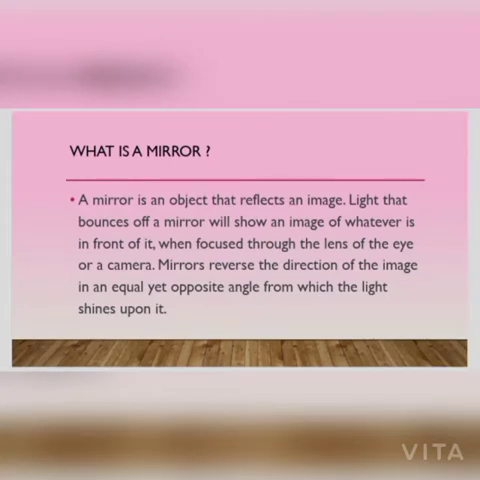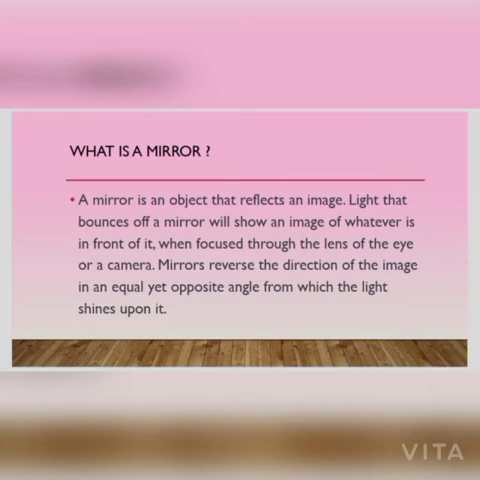So let's first see what is a mirror. A mirror is an object that reflects an image. Light that bounces off a mirror will show an image of whatever is in front of it when focused through the lens of the eye or a camera. Mirrors reverse the direction of the image at an equal and opposite angle from which the light shines upon it.